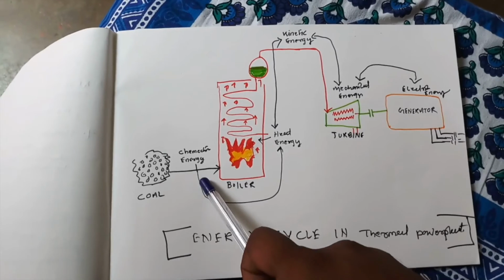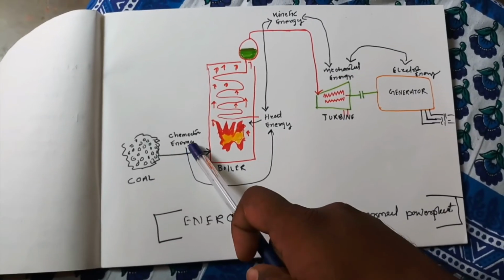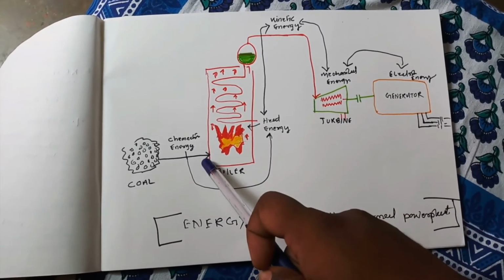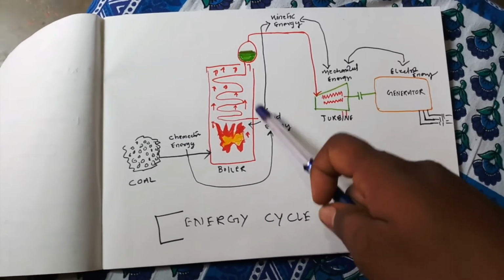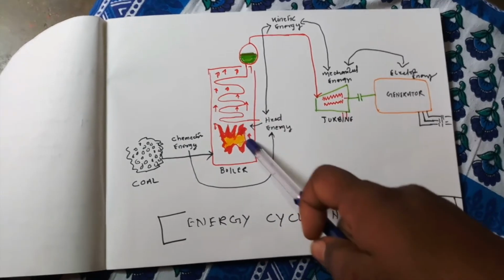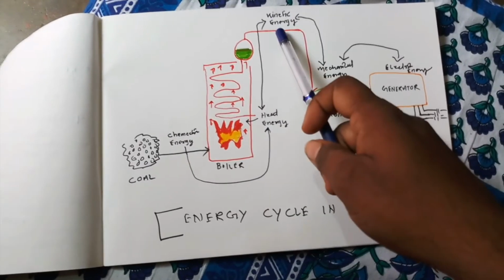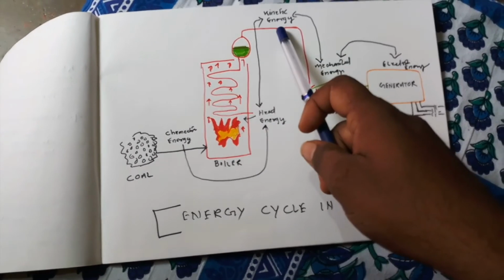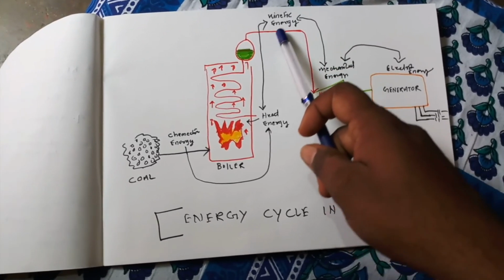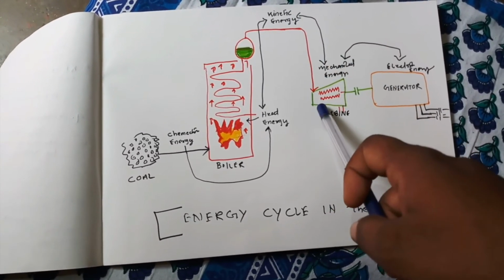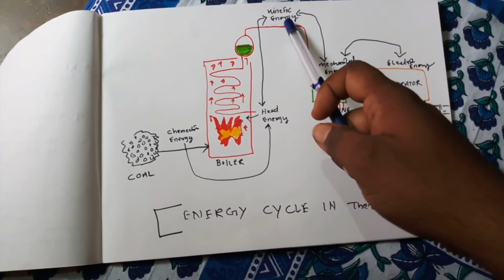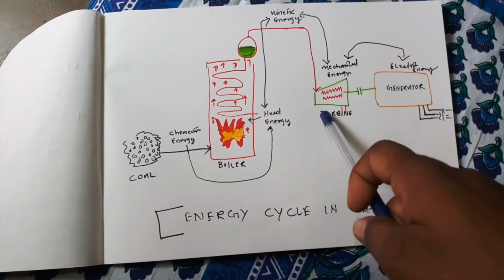So here we have seen that from fuel to boiler, the energy conversion is chemical energy to heat energy. Inside the boiler, the energy conversion is heat energy to kinetic energy. After the boiler output, we get steam, and in steam kinetic energy is available. So we utilize all this steam in the steam turbine. Here the energy conversion is kinetic energy to mechanical energy.